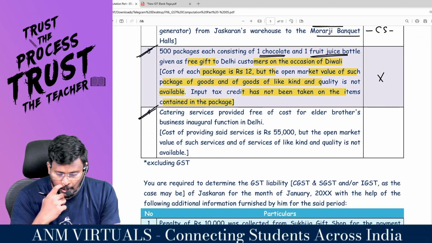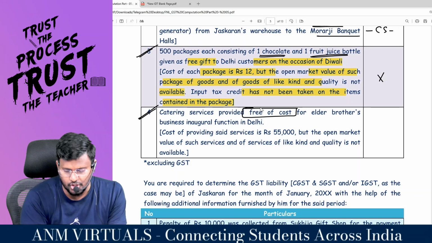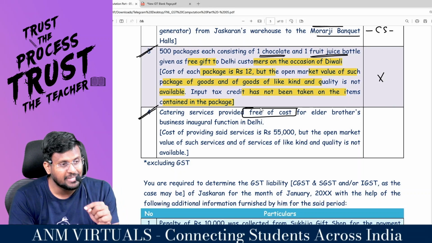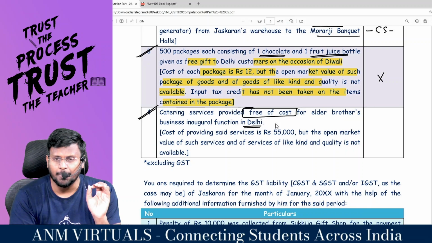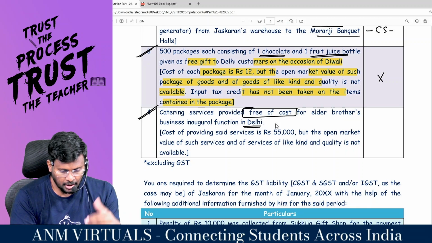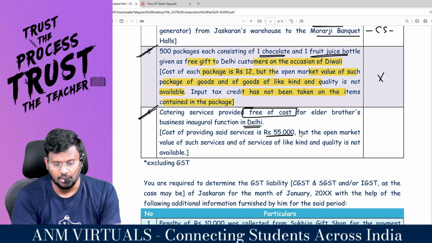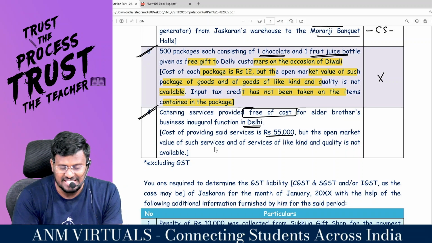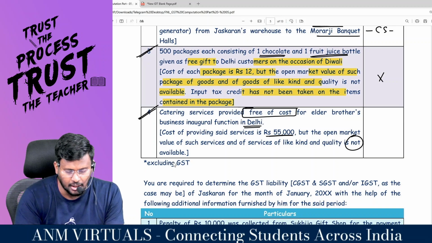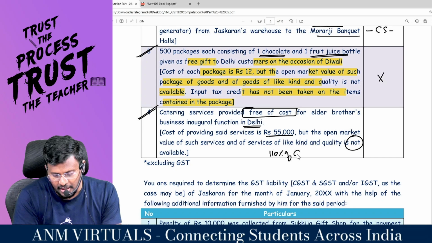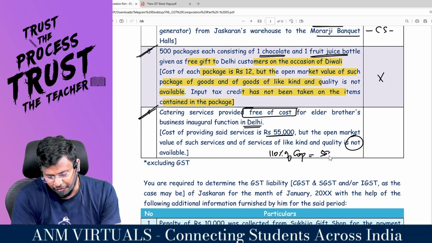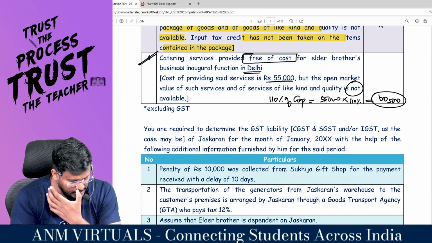Catering services provided free of cost, again without consideration, for the elder brother's business inaugural function in Delhi. That means a related person. The cost of providing the said service is 55,000, but the open market value of the said service and services of like kind and quality is not available. Cost has been given as 110% of the cost of production. So 55,000 into 110% comes to 60,500. All are excluding GST.